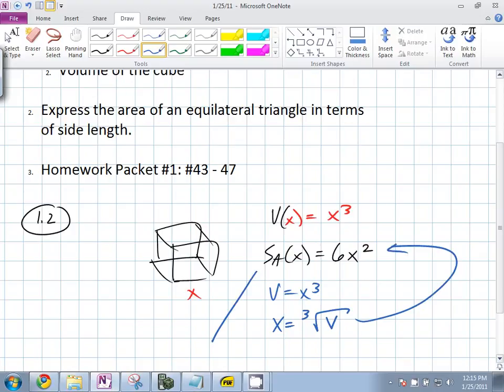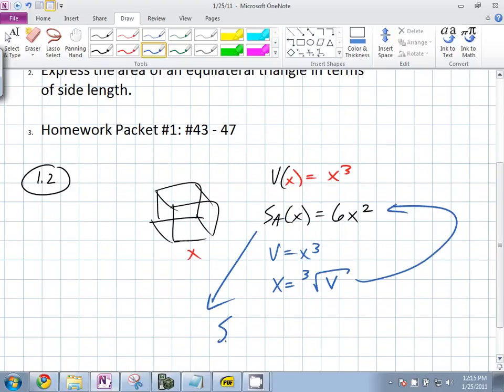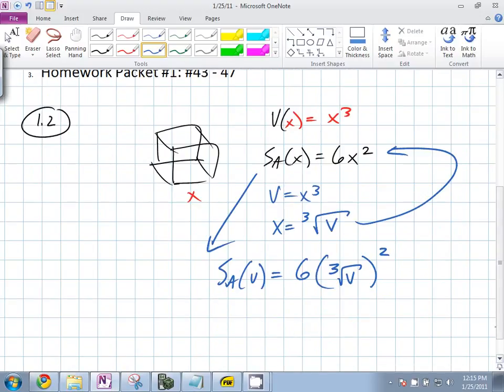Now what do you do with that? Plug it in there. The surface area is 6x squared, but instead of x, what do you write? Cube root of V. So if you have the volume of a cube and you want the surface area, you cube root it, you square it, and you multiply it by 6. Good. Yep.